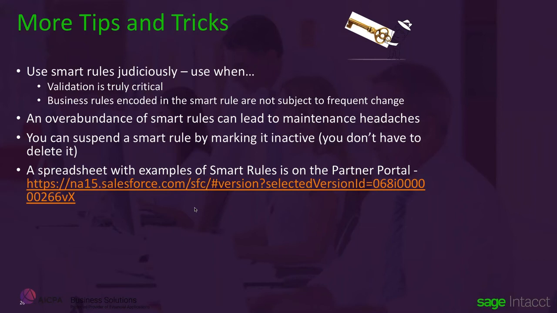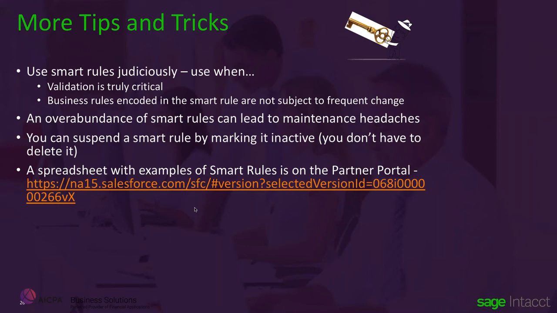Use them in cases of the AP bill. Use them in cases where you're trying to validate data that isn't going to change on a regular basis. You've got true, clearly definable business rules and the things that you really want to adhere to. An overabundance of smart rules can lead to maintenance headaches.